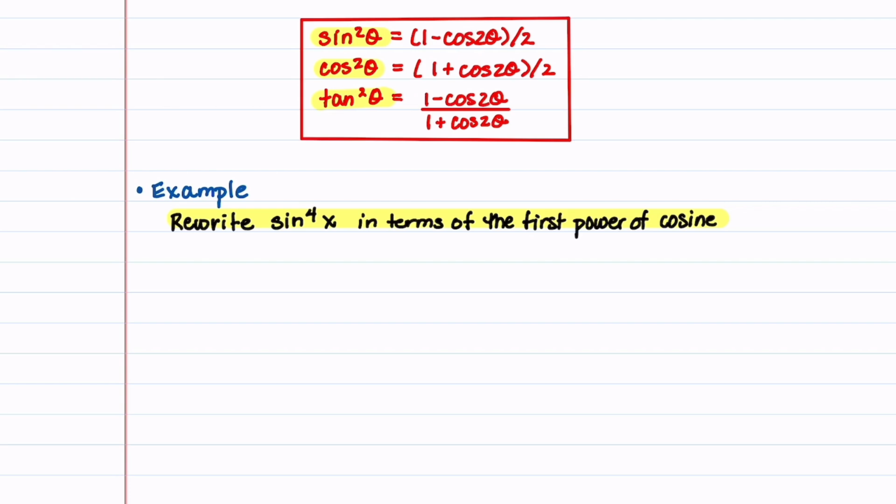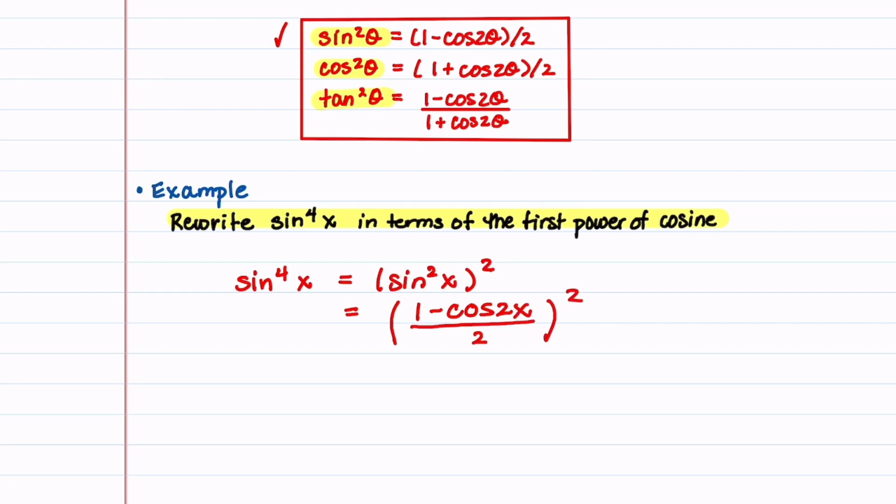We need to first recognize that sine to the fourth x can be written as sine squared x, squared. We can then use one of the power reduction formulas and plug in for sine squared x. This is equal to 1 minus cosine 2x divided by 2, and that becomes squared. To make things easier, we'll go ahead and bring out the 2 squared, which is 1/4. And then we have 1 minus cosine 2x quantity squared.